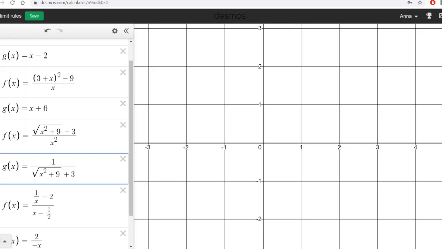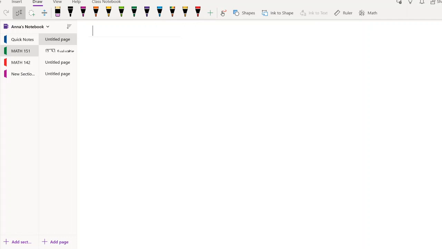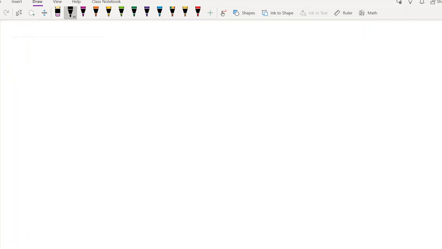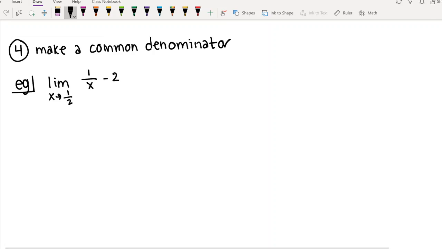Okay, so let's do the other method. The other method we haven't talked about yet is making a common denominator. So this is method 4. Okay, so once again, same example that I wrote out earlier. So let me just write that down. That was the limit as x approaches 1/2 of 1 over x minus 2 divided by x minus 1/2.